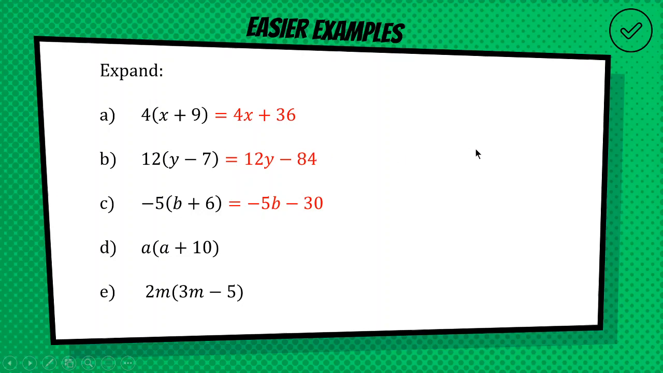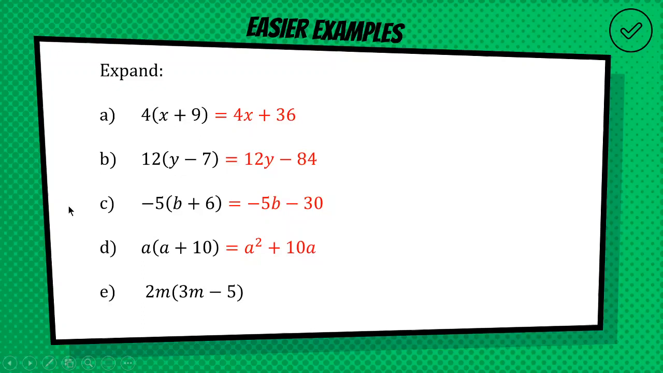All right, now for the next two, a little bit more algebraic. We have a outside of a plus 10. Again, we multiply both things inside. So a multiplied with a, we write as a squared. And now we have a multiplied with 10, which is, of course, 10a. Okay, 10 lots of a.